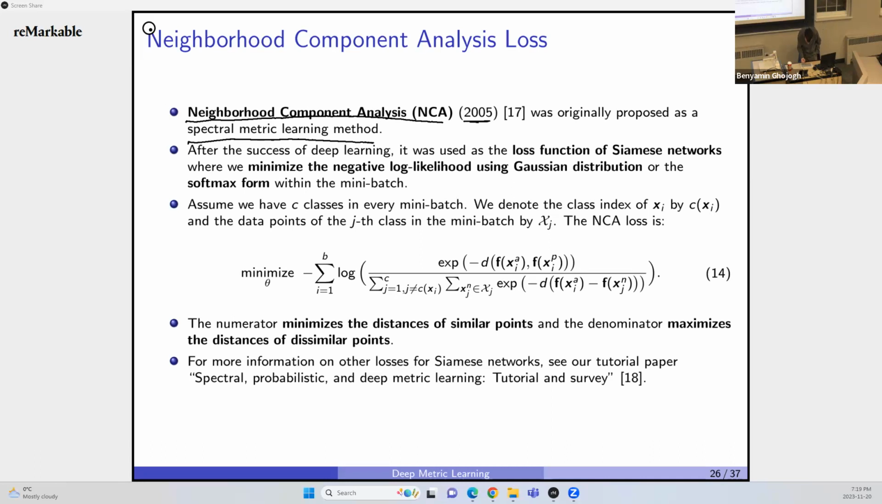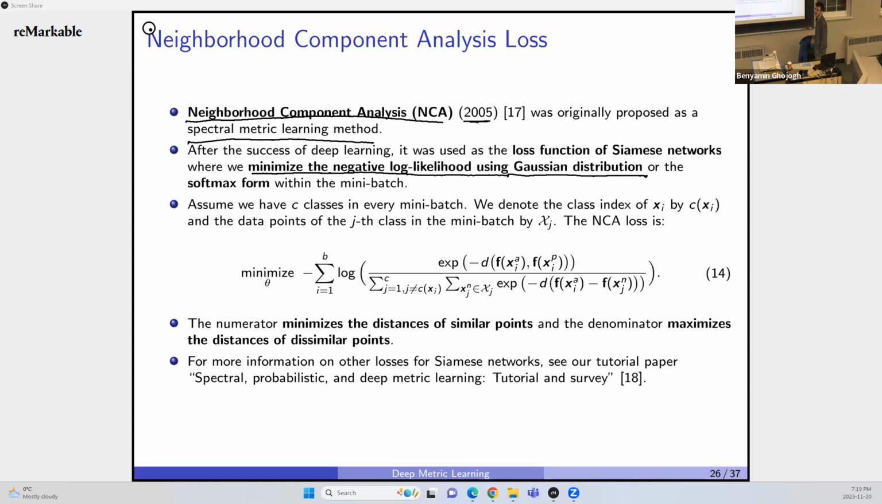After the success of deep learning, it was used as a loss function of Siamese network, where we minimize the negative log likelihood using Gaussian distribution. Do you agree that we can maximize the log likelihood, maximum likelihood estimation? Agreed? But in neural networks, we don't have maximization. We usually minimize in the libraries, right? We use gradient descent. We don't use gradient ascent in backpropagation. As a result, we minimize minus log likelihood. Minimize the negative log likelihood using Gaussian distribution.